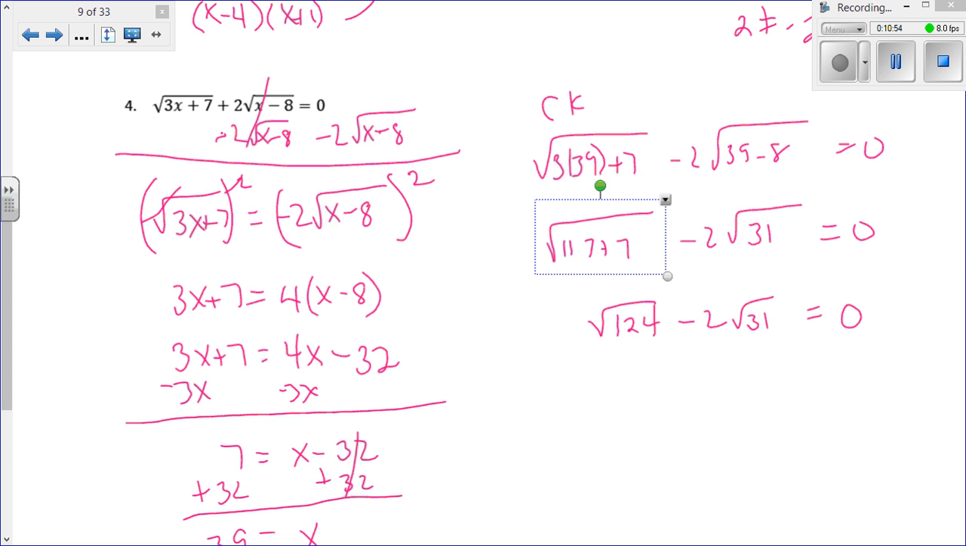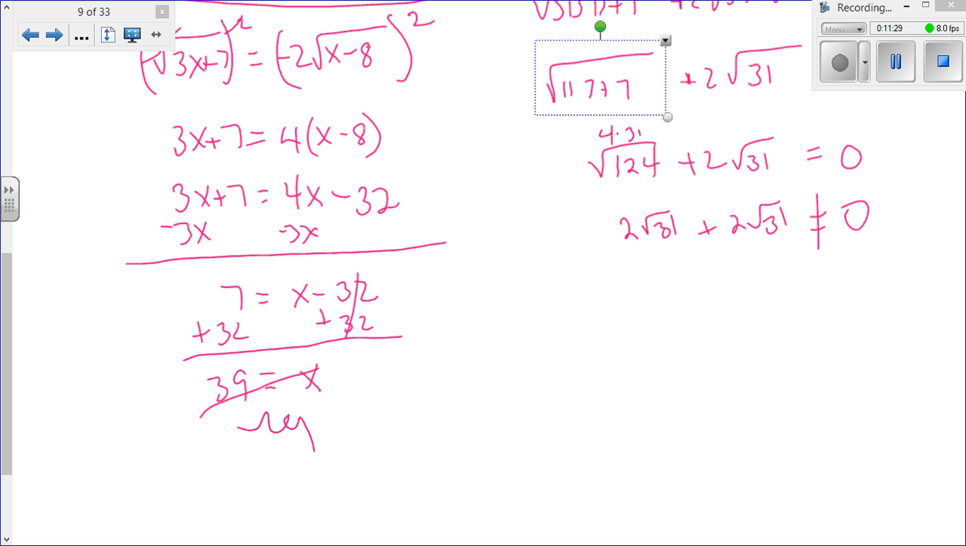And this is going to be 4 times 31. Hang on. My mistake here. That should be a plus sign. So this is 2 radical 31 plus 2 radical 31, which can never be equal to 0 because I'm adding them. So I must go back here and reject that. So there is no solution.